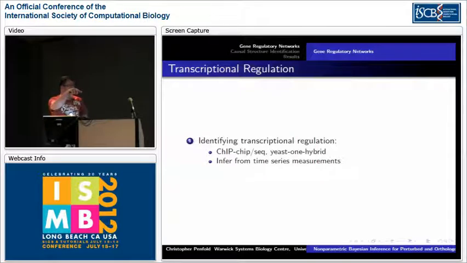At the other end of the scale, we might want to take this kind of systems level approach where we measure everything in terms of the transcriptome and potentially protein levels as well, and try to infer these networks from time series measurements.